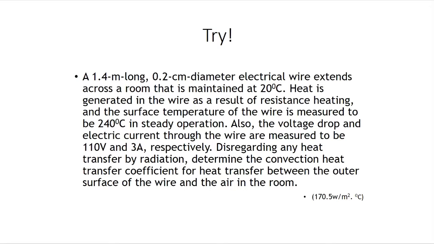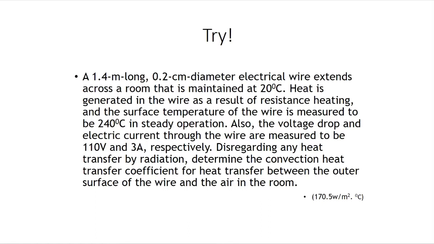Okay, so we are going to try this question. First, we have to read the question. A 1.4 meter long, 0.2 cm diameter electrical wire extends across a room that is maintained at 20 degrees Celsius. Heat is generated in the wire as a result of resistance heating, and the surface temperature of the wire is measured to be 240 degrees Celsius in steady operation. Also, the voltage drop and electric current through the wire are measured to be 110 volts and 3 amperes respectively. Disregarding any heat transfer by radiation, determine the convection heat transfer coefficient for heat transfer between the outer surface of the wire and the air in the room.